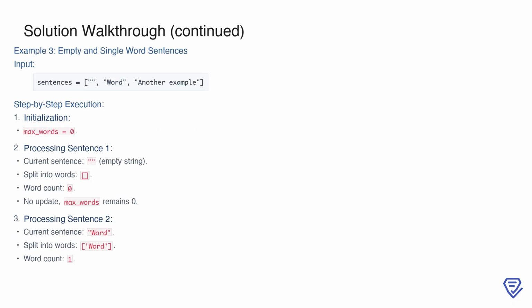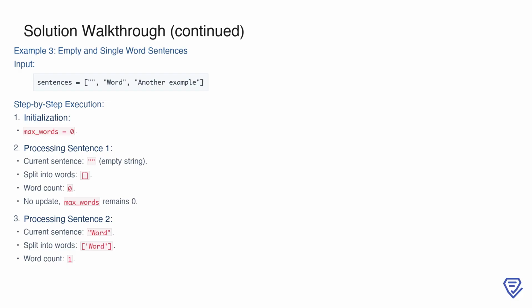In the third example, we look at a mix of empty and short sentences. The input consists of 3 sentences: an empty string, "word", and "another example". As always, we begin by initializing max_words to 0. For the first sentence, which is an empty string, splitting it results in an empty list. The word count here is 0, so max_words remains 0.